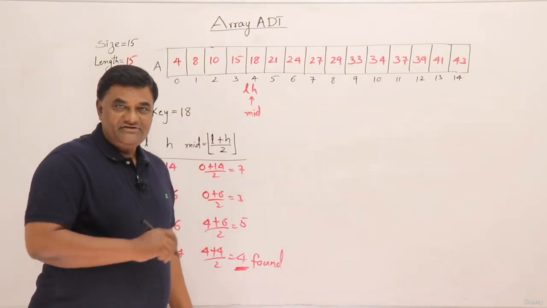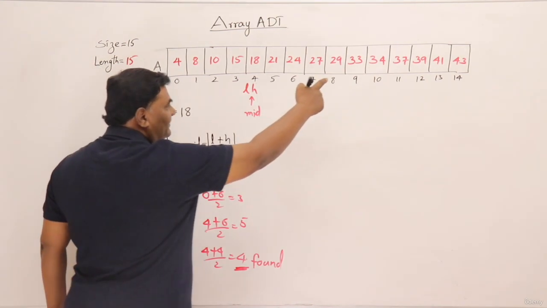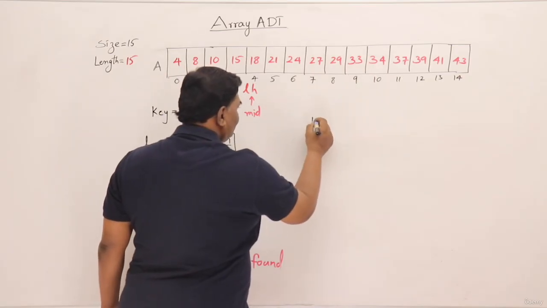Let us take one more key and search for it. I am taking key 34. So key is 34.